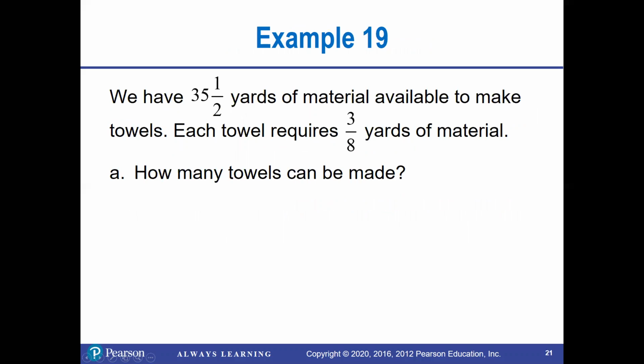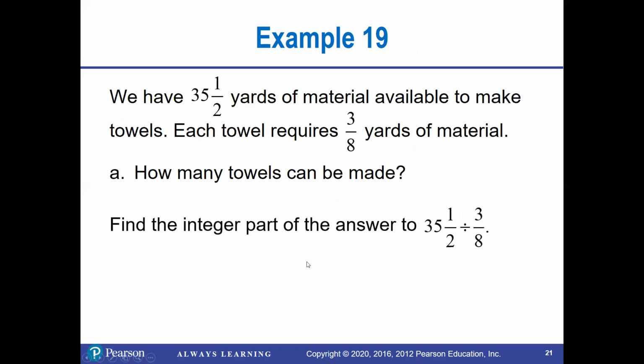Again, like I said, finding the common denominator is kind of a wasted time. Okay? So we have 35 1/2 yards of material available to make towels. Each towel requires 3/8 yards of material. So how many 3/8s are there in 35 1/2? Okay, so this is what we're going to divide.